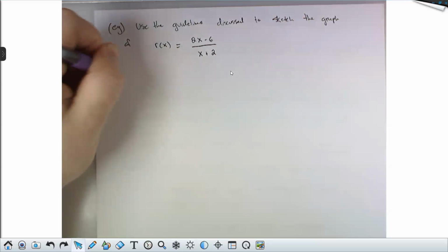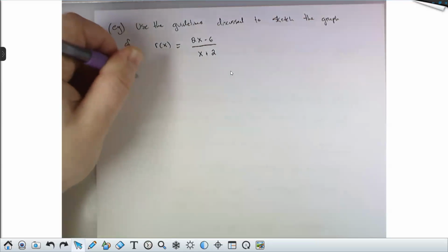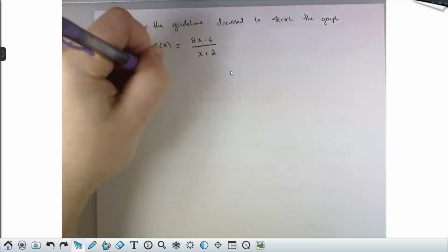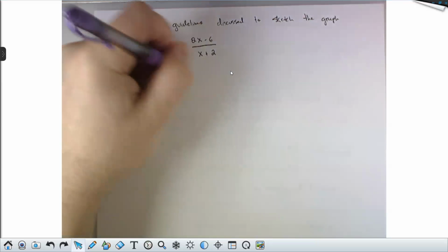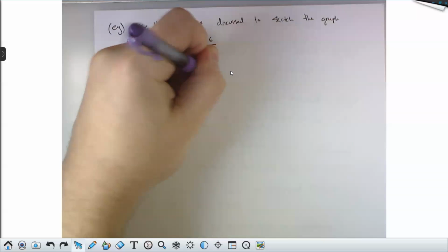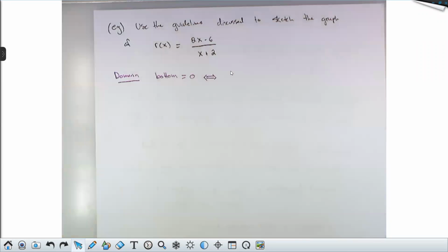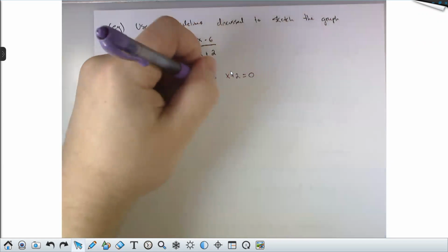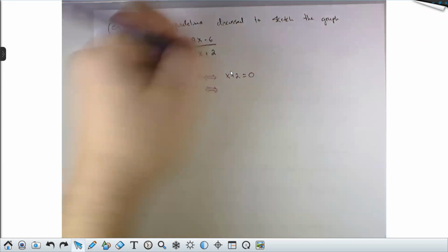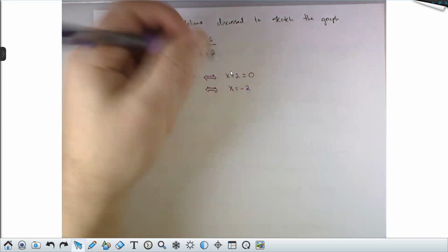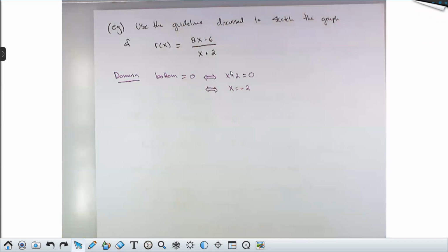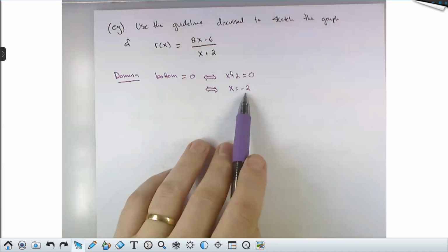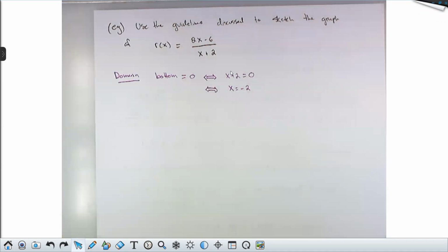So first we're going to find the domain. And to do this, we're going to set the bottom equal to 0. So the bottom here is x plus 2. So I'm going to set x plus 2 equal to 0. Subtracting 2 from both sides, I just get x equals negative 2. So this tells me two different things at once. It tells me that the domain does not include the number negative 2, and it also tells me the vertical asymptote.